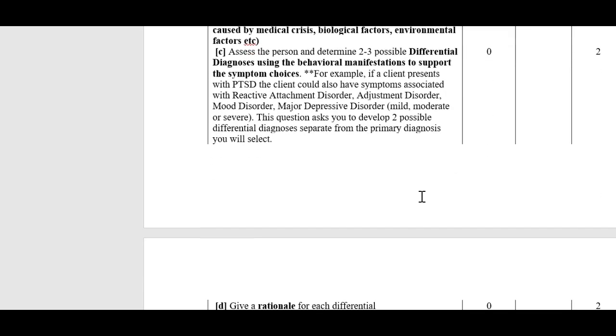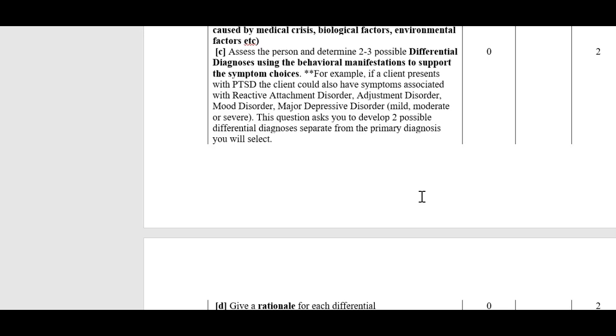Okay? So next, when you assess the person, you determine 2 or 3 differential diagnoses. Okay? So I'm just going to go over this briefly. Let's just say your client presents with PTSD, but they also have symptoms that could possibly justify, like a reactive attachment disorder or adjustment disorder or even mood disorder. You would list your 2 or 3, and that's it. That's all you need. 2 or 3 possible differential diagnoses, and you would, in the next part, give the rationale for each differential diagnosis. Again, stick with 2 or 3 because you have to offer your rationale.